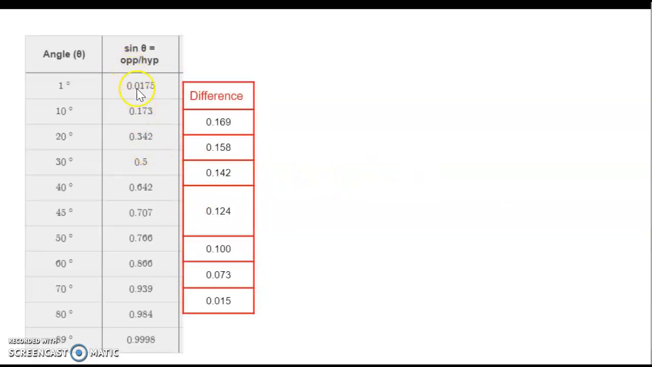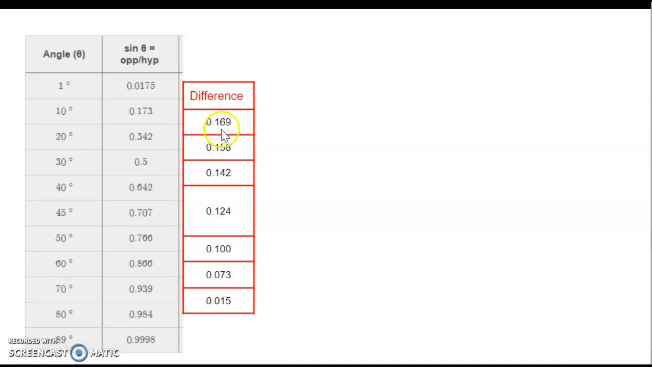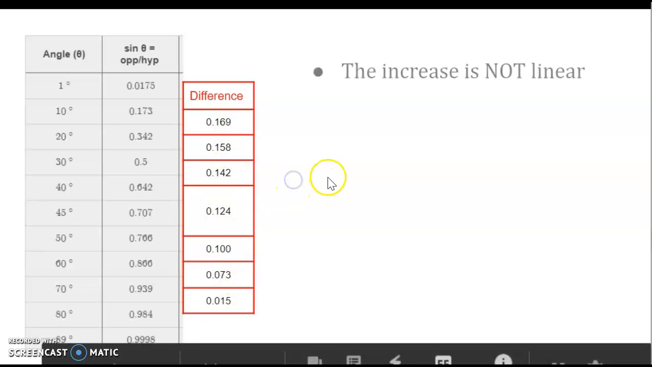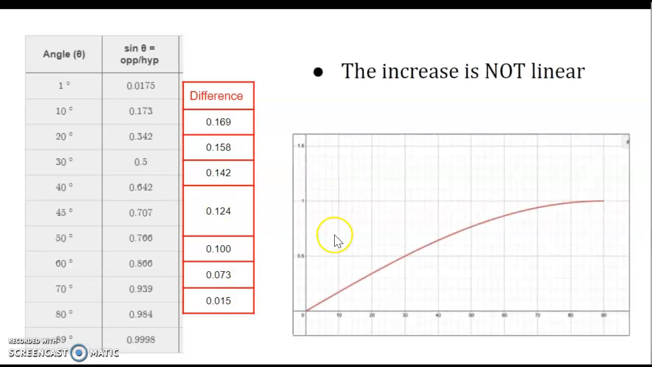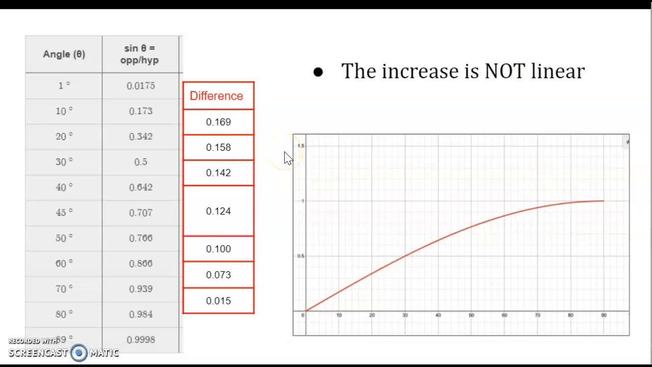So if I look at just the sine ratio, and look at the difference between 10, 20, 30, 40, 50, 60, 70, 80 degrees, the differences are 0.69, 0.158, 0.142. It is not the same difference, which means this is not a linear growth. And if you graph it, as you can see, it's a curved growth. It's not a straight line. So it increases as a nonlinear function.